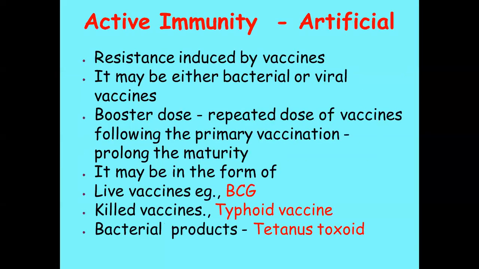And active immunity called artificial. Here, resistance is induced by vaccines, which may be live, killed, or attenuated strains. It may be either a bacterial or a viral vaccine. And here, one more important term you have to understand is the booster dose.